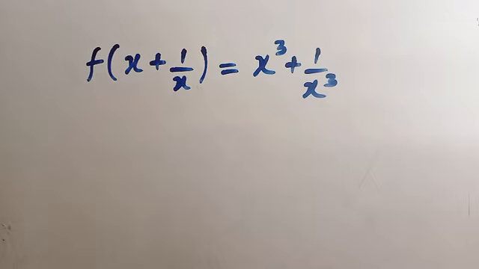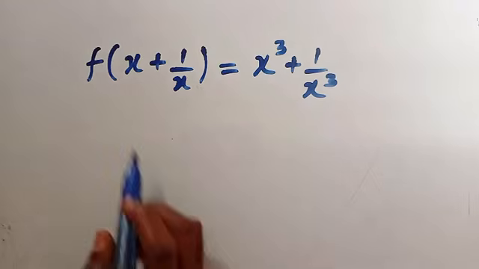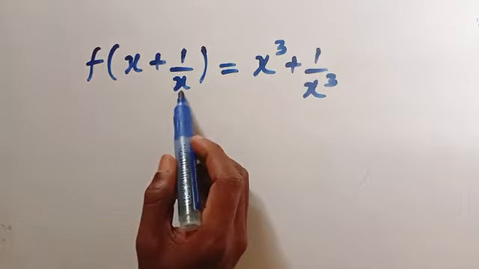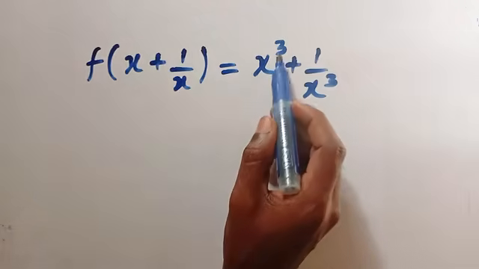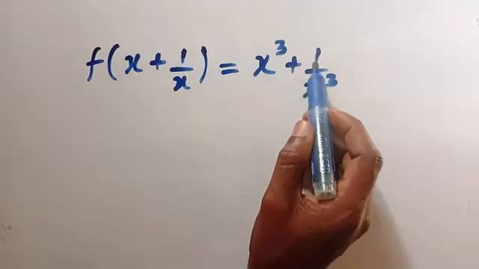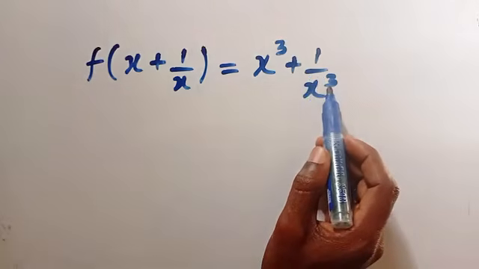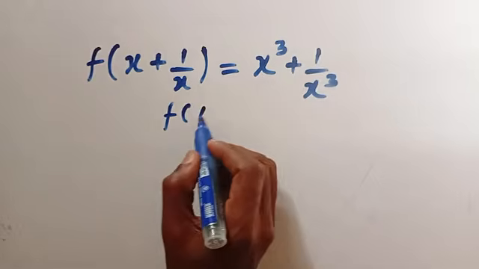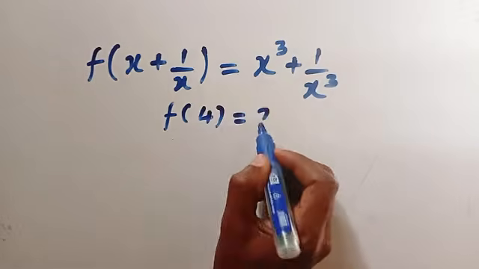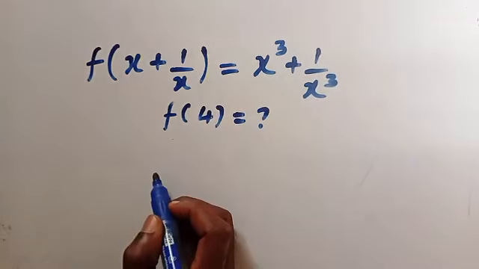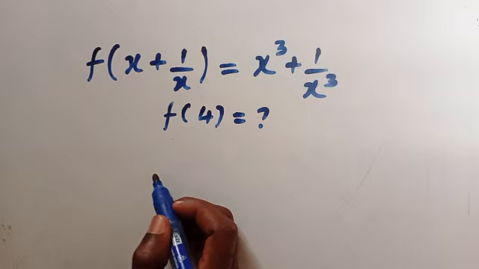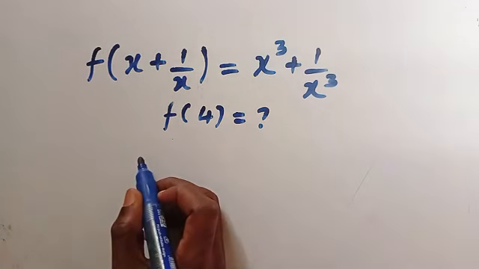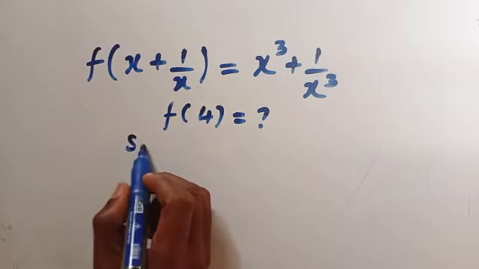How to solve these nice functional equations? We have f of x plus 1 over x equals x raised to power 3 plus 1 over x raised to power 3. So we are interested to find f of 4, and I will be solving this problem in two different ways. And if you have any other ways of solving this, we can drop it in the comment box. Let's get into the first method.